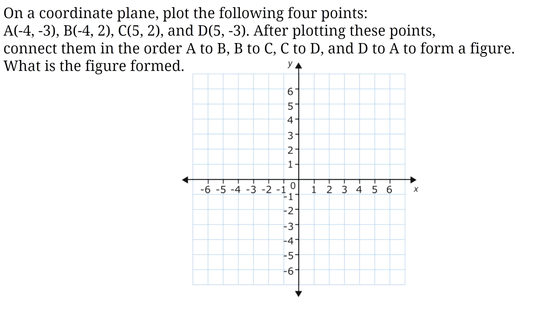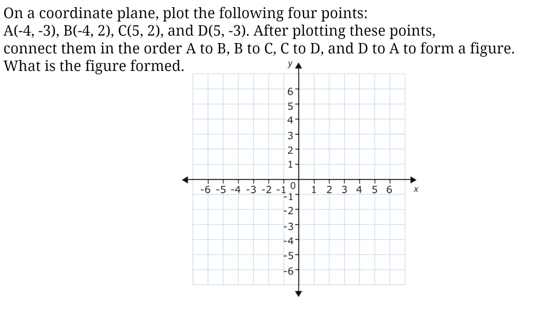On a coordinate plane, plot the following 4 points. A. (-4, -3). B. (-4, 2). C. (5, 2). And D. (5, -3). After plotting these points, connect them in the order A to B, B to C, C to D, and D to A, to form a figure. What is the figure formed?